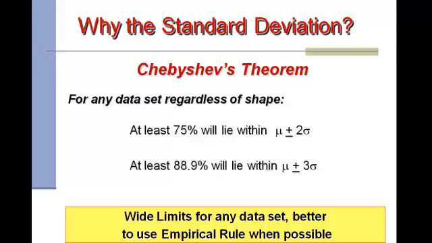So it's a rule of thumb that helps us know the approximate values of data within a set compared to the mean. Now, unfortunately, Chebyshev's theorem is fitting for any data set, but it's a pretty wide limit. So it's better to use the empirical rule whenever we can, and for the majority of the time we are going to be using the empirical rule.